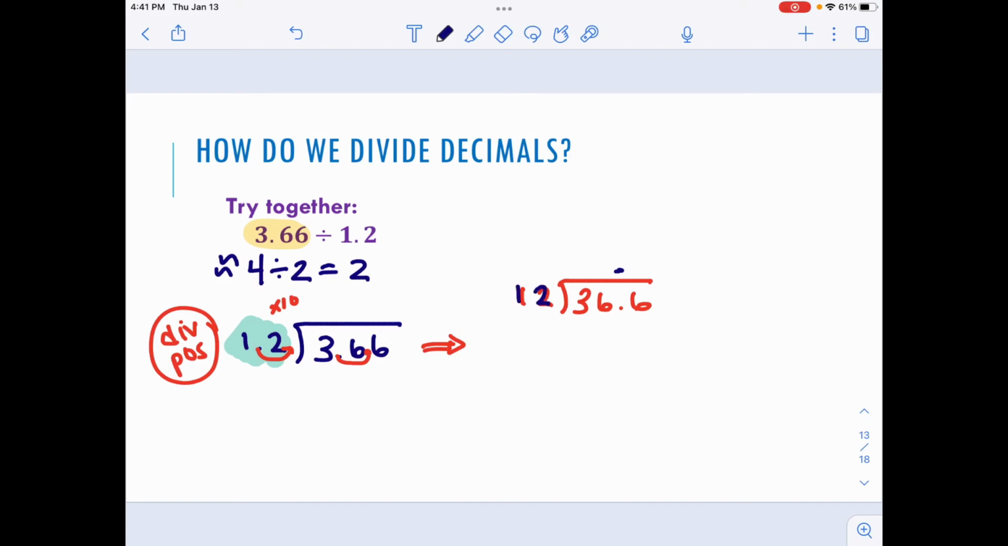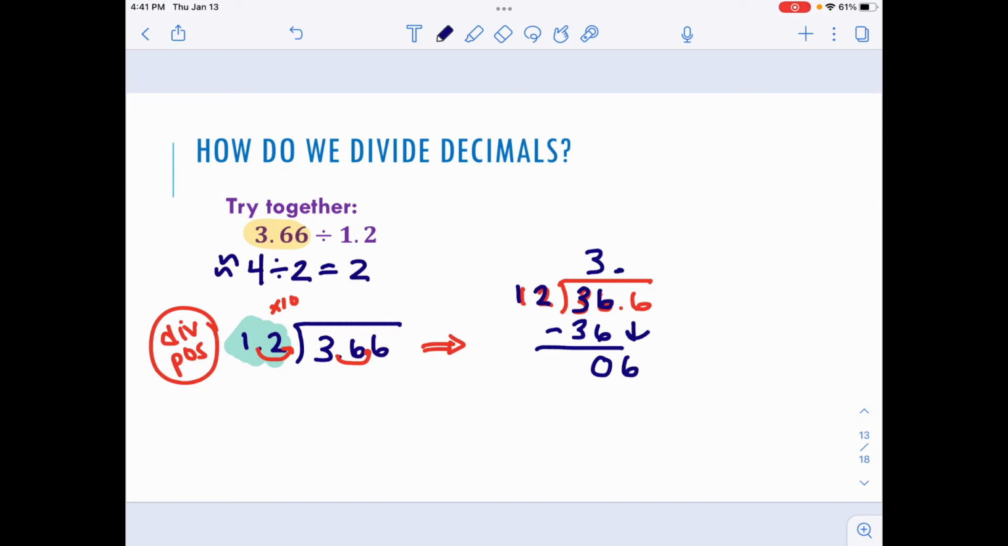I'm going to look at this 12 and I'm going to ask, does it go into 3? 12 does not go into 3. So now I'm going to look, does 12 go into 36? Yes. Ask yourself, how many times does 12 go into 36? Good, 3 times. We're left with 36. I'm going to subtract those 2 numbers. That gives me 0. So I have to bring down this 6.